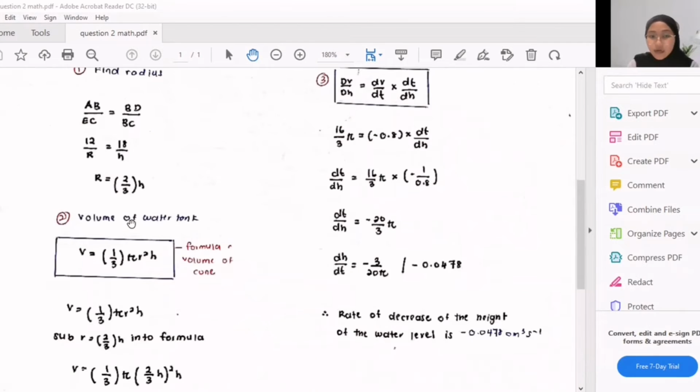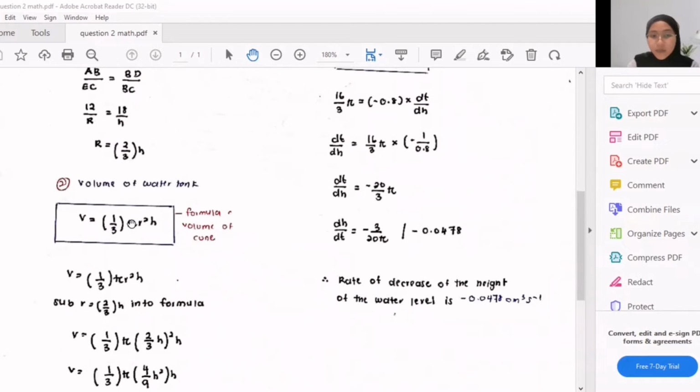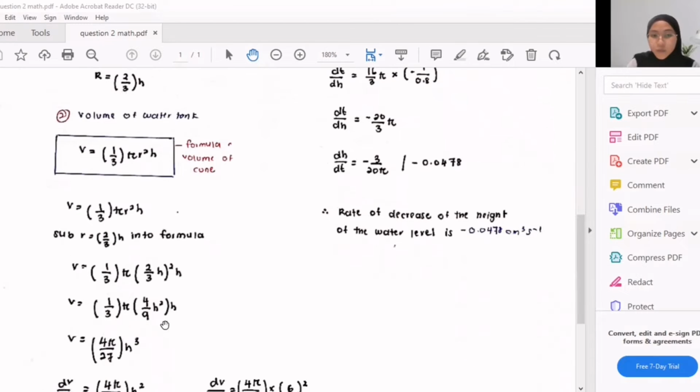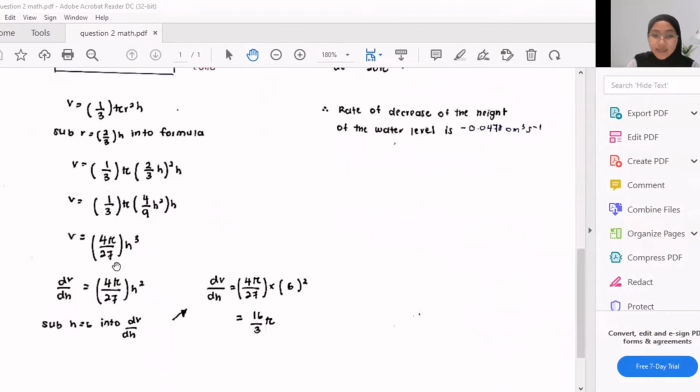Next, for the second step, I want to find the volume of the water in the cone. So this is the formula for the volume of a cone. I substitute the radius that I found in step 1 into the formula. So when I substitute, I get the answer, which is 4 pi over 27 multiplied by h to the power of 3.